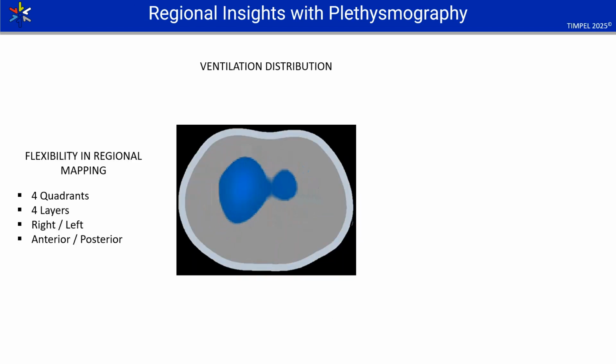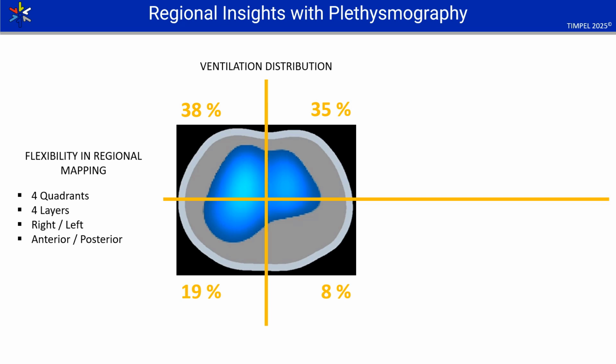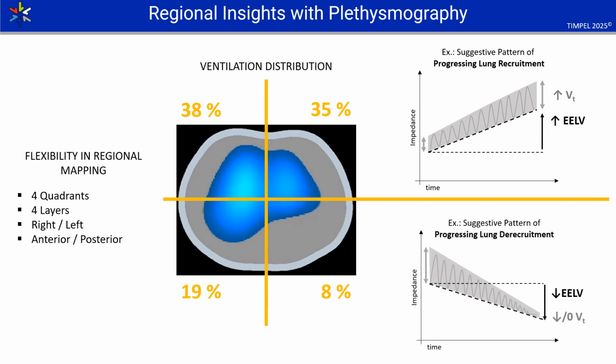Ventilation distribution images can be segmented into quadrants, layers, right-left, or anterior-posterior regions. Quantifiable by percentage of ventilation distribution, allowing regional analysis. For instance, a slight increase in PEEP may show ongoing opening of the anterior left quadrant, while the posterior left region may continue collapsing. When might such a situation occur?